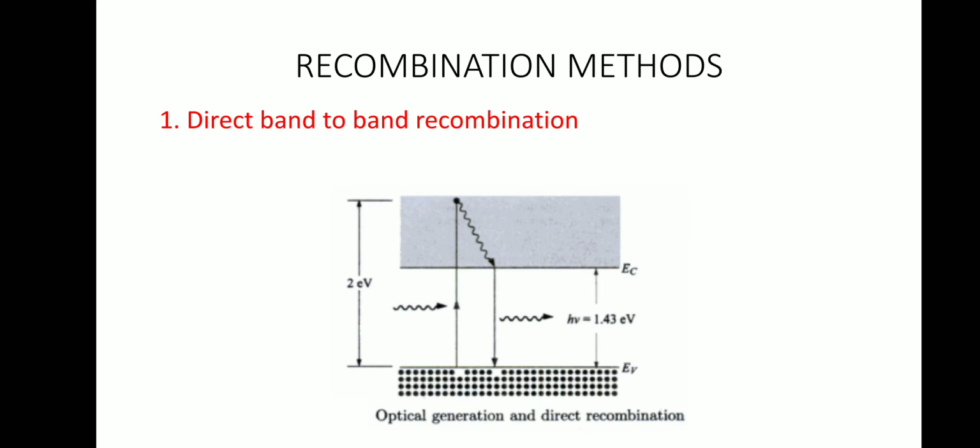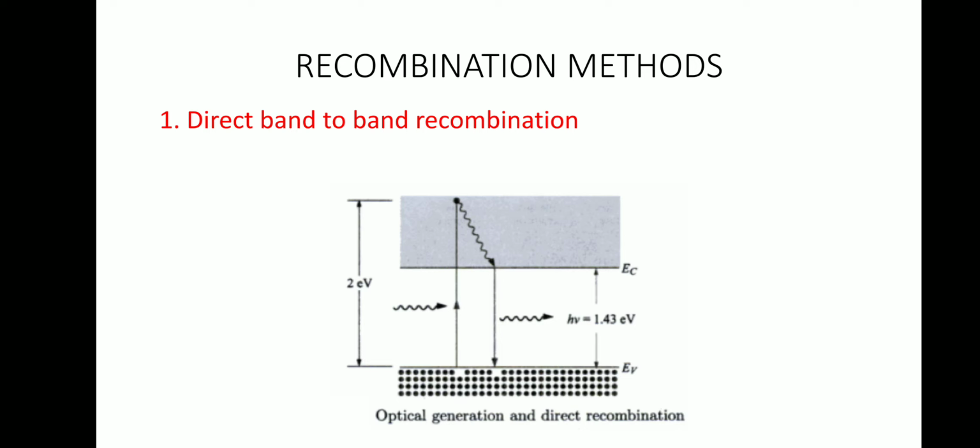So that's all about photo generation. So we can summarize the photo generation as: if a photon of energy greater than the band gap energy is illuminated on a semiconductor, the valence band electron will get that energy and will be excited to the conduction band, and a free electron will be generated in the conduction band, as well as a hole in the valence band. So this is called photo generation, and always this excited electron will occupy the top of the conduction band.